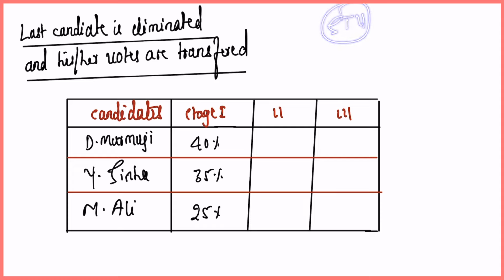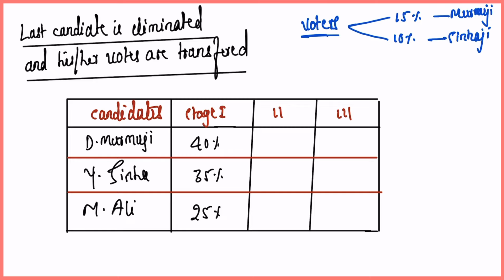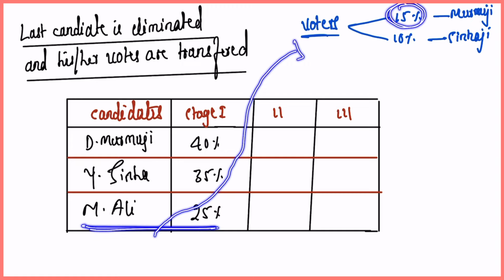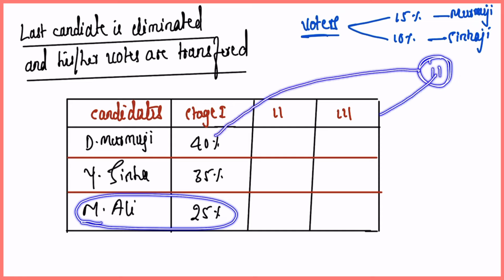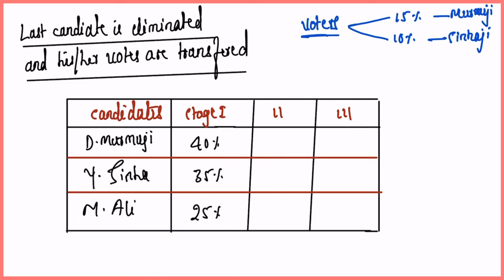Now, what happens in stage 2? Amongst the electors who had put Muhammad Ali as their first preference, let us say if 15% had put Murmuji as their second preference and 10% had put Sinhaji as their second preference, now these second preference votes of the electors of Muhammad Ali will be transferred to the respective candidates. This is called transfer of votes. Now, this candidate is eliminated.